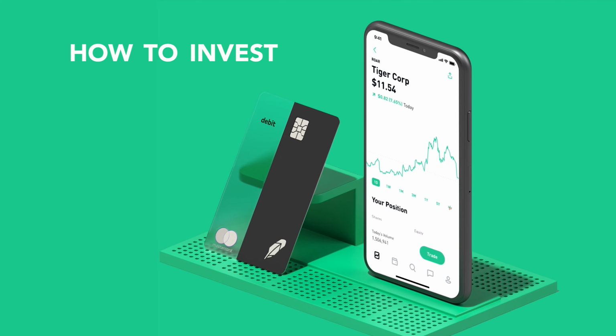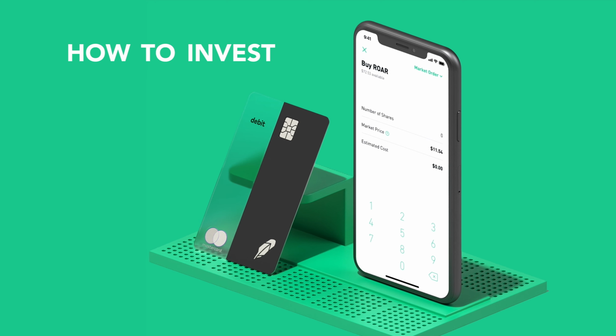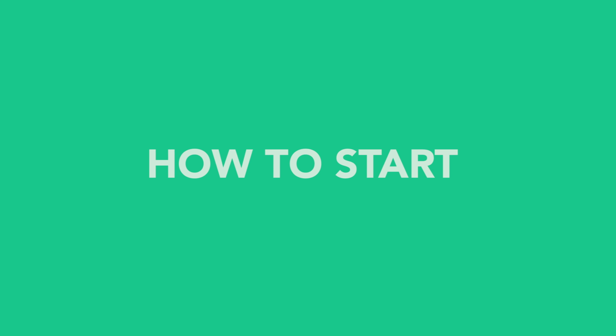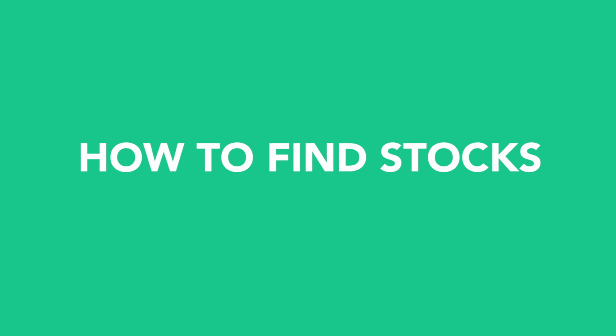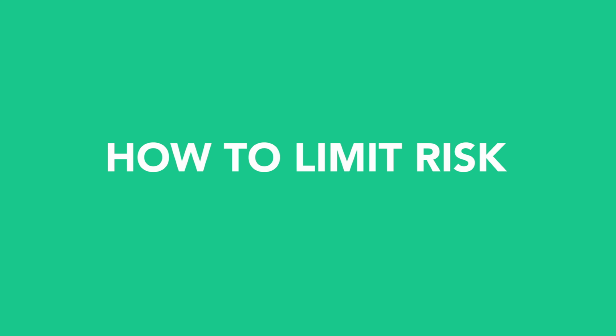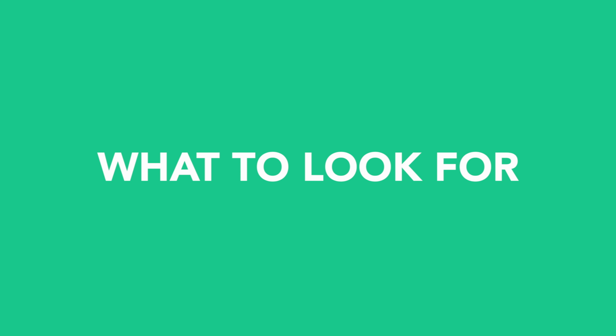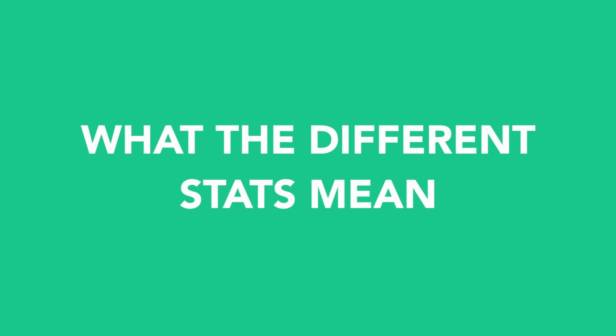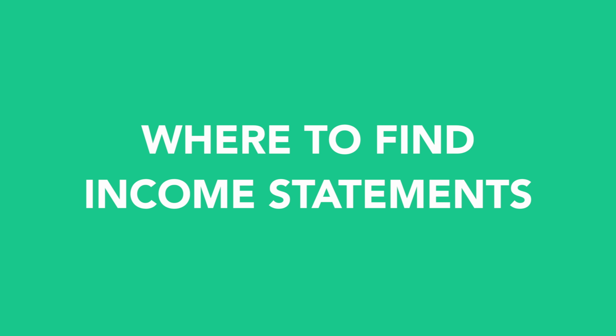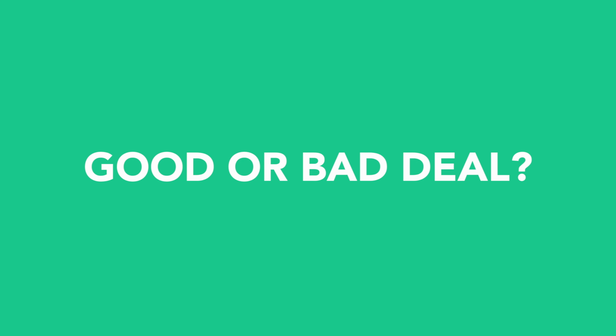In this video, I'm going to show you how to invest in the stock market using Robinhood. We're going to break this down into 3 different parts. Part 1 is going to cover basic FAQs: how to start, how to find stocks, how to buy stocks, and how to limit risk. Part 2 is going to cover market research: what to look for, what the different stats mean, where to find income statements, and how to determine if a stock is potentially a good or a bad deal.